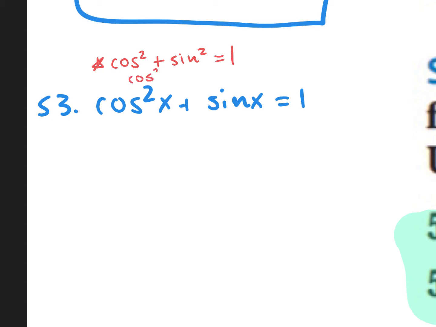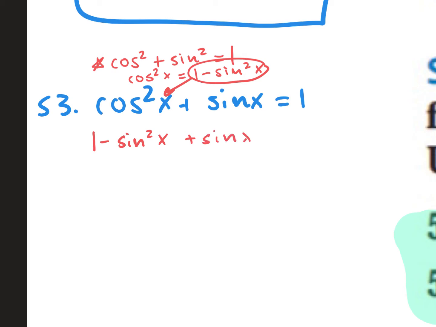So if I move the sine squared over, I know cosine squared is going to be equal to 1 minus sine squared. So I'm going to take this 1 minus sine squared and replace the cosine squared with it. So 1 minus sine squared x plus sine x is equal to 1. Next, I want to combine like terms.